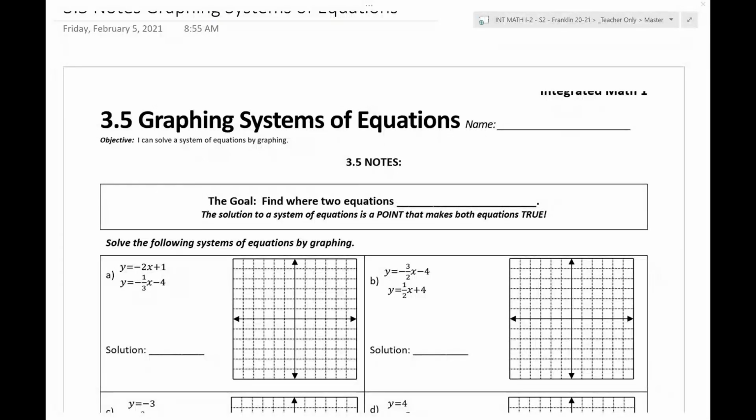We are going to begin looking at systems of equations and how to solve them. And in today's notes, we're going to look at the method of graphing to solve a system.